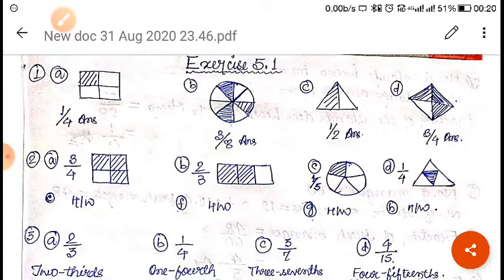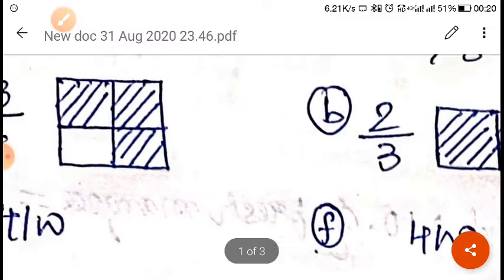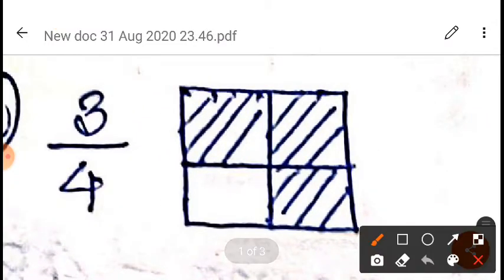Now question number B is just the opposite of question number A. They have given 3 by 4, and they have drawn 4 boxes, and we are asked to set the boxes according to the fraction given here. So set the parts according to the given fraction. In the first question, you can see they have given 3 by 4, so they have made the boxes. In the box they have given here 4.